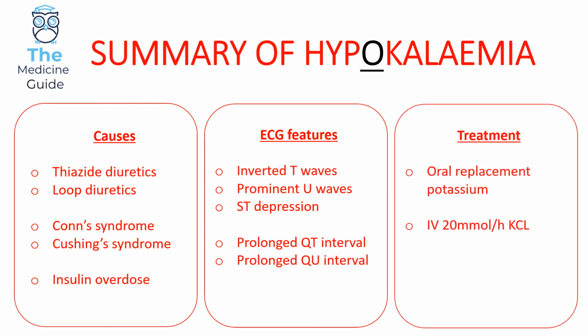Now in terms of treatment, we can either orally replace the potassium if the hypokalemia is quite mild. However, if the hypokalemia is very severe, for instance if the potassium levels are less than 2.5, you definitely want to use IV replacement. So we offer patients IV potassium chloride at 20 millimoles per hour.